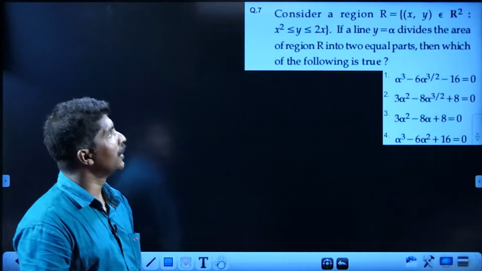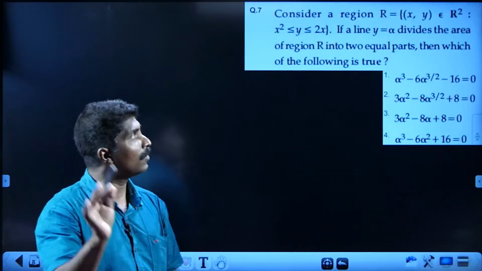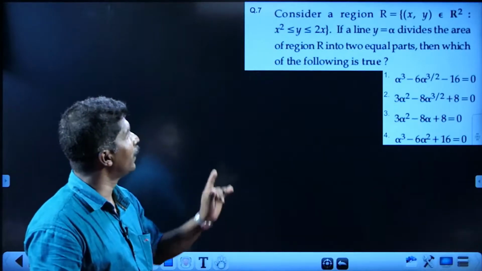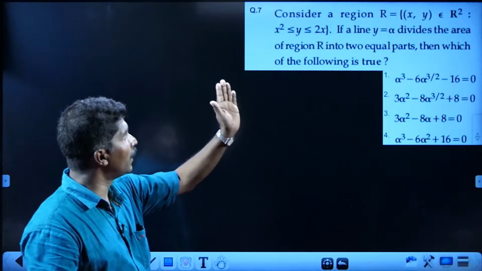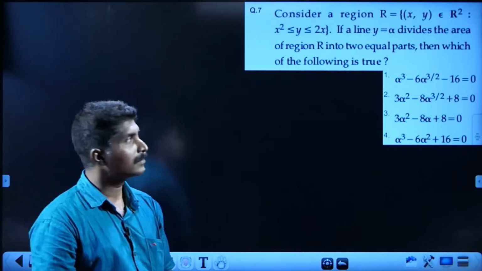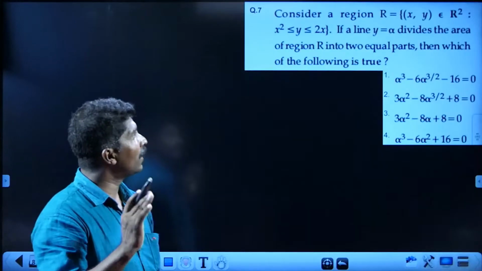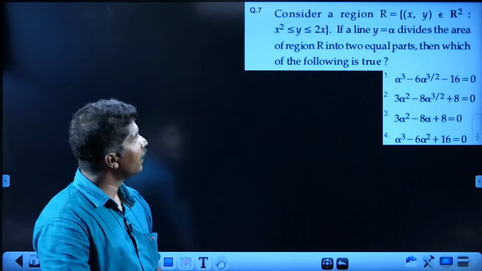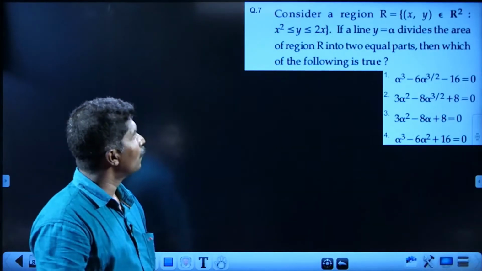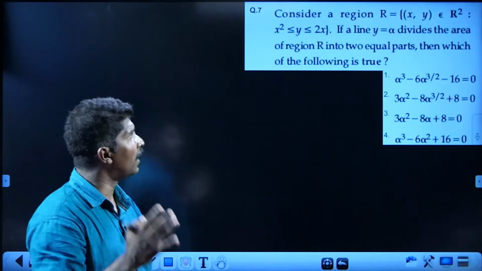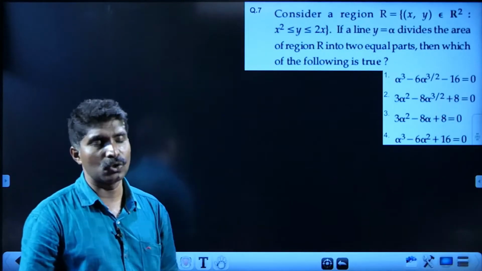Consider a region R equal to the set of all ordered pairs (x, y) such that x square is less than or equal to y, less than or equal to 2x. If a line y equal to alpha divides the area of the region R into 2 equal parts, then which of the following is true?